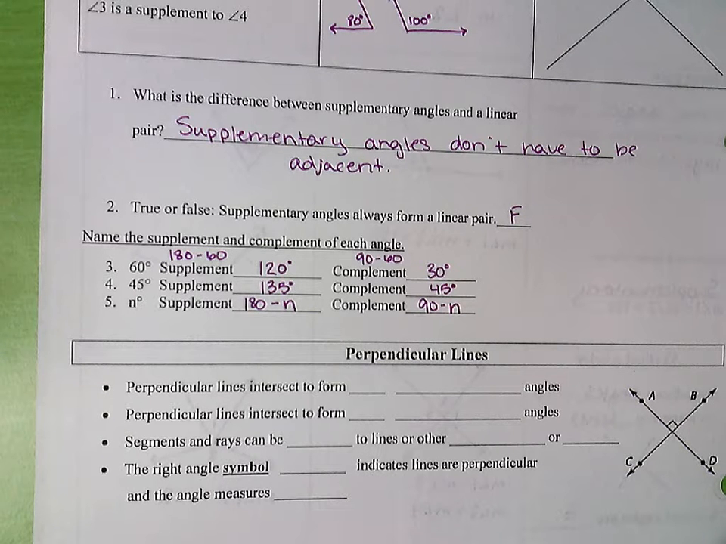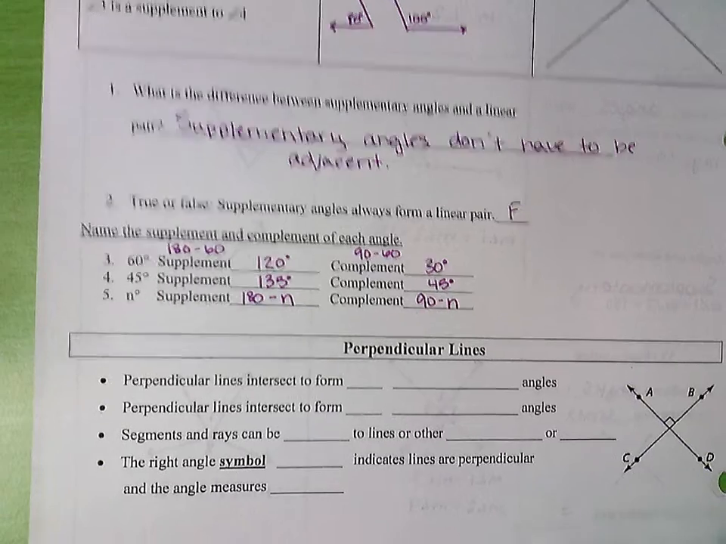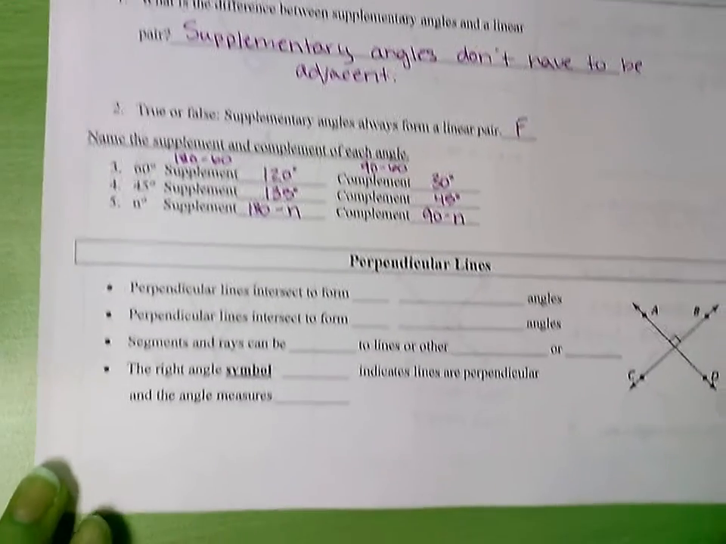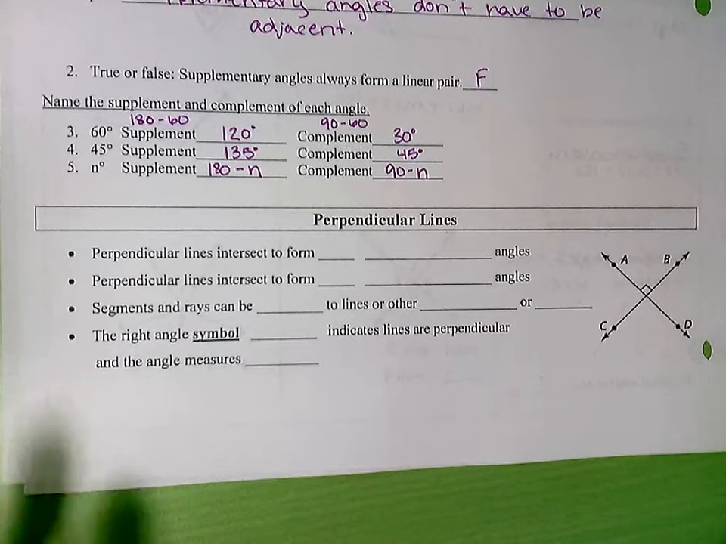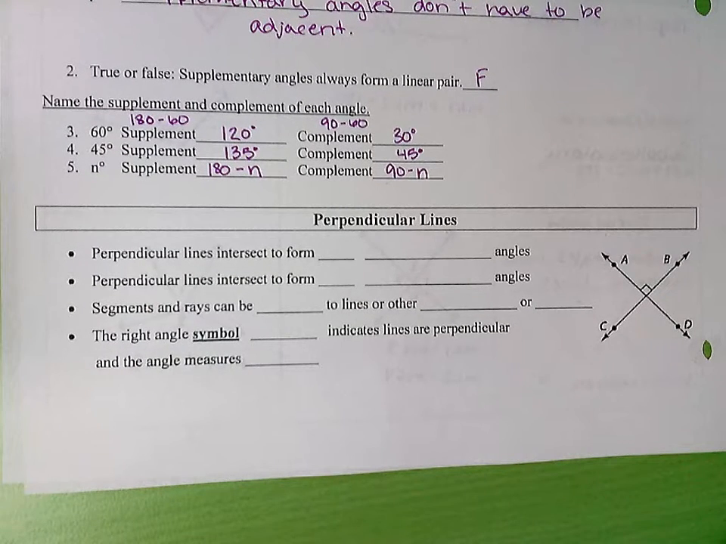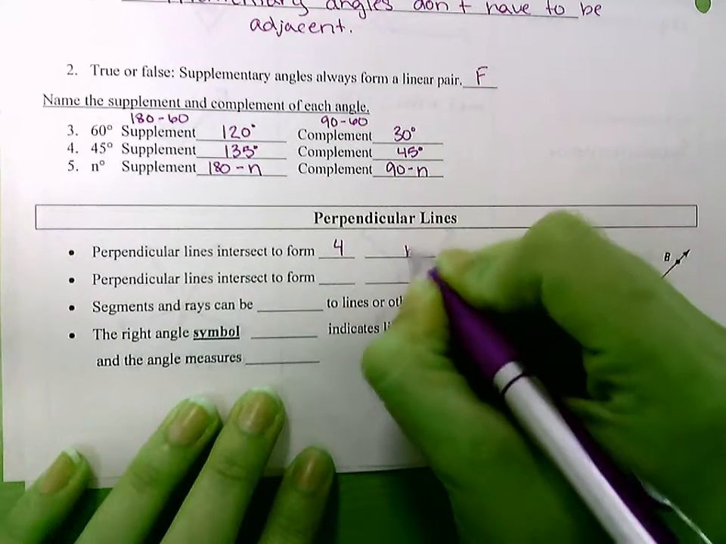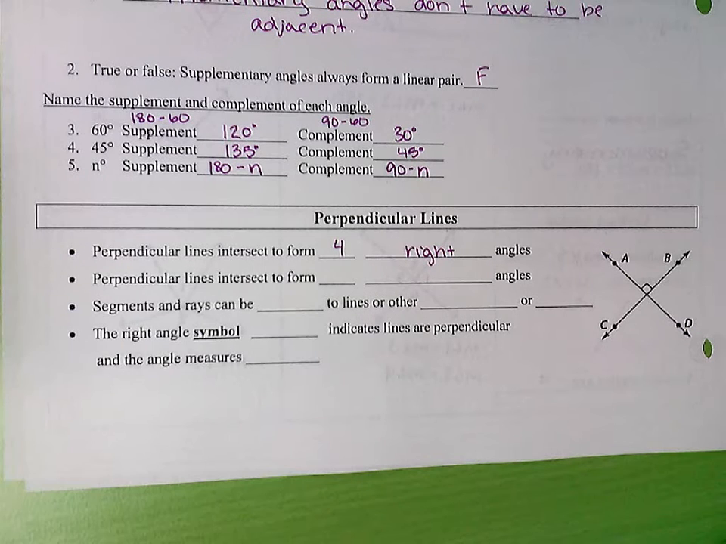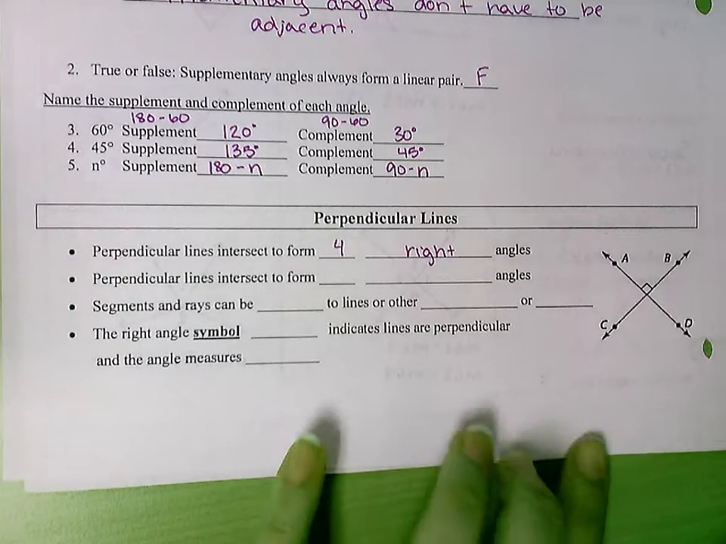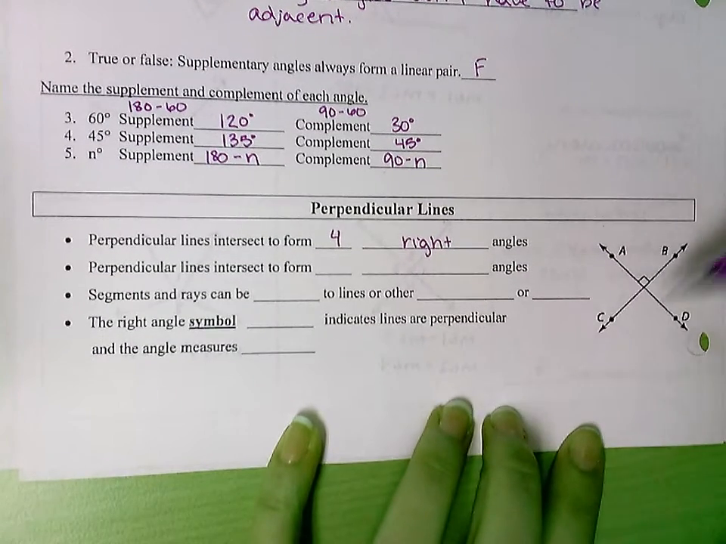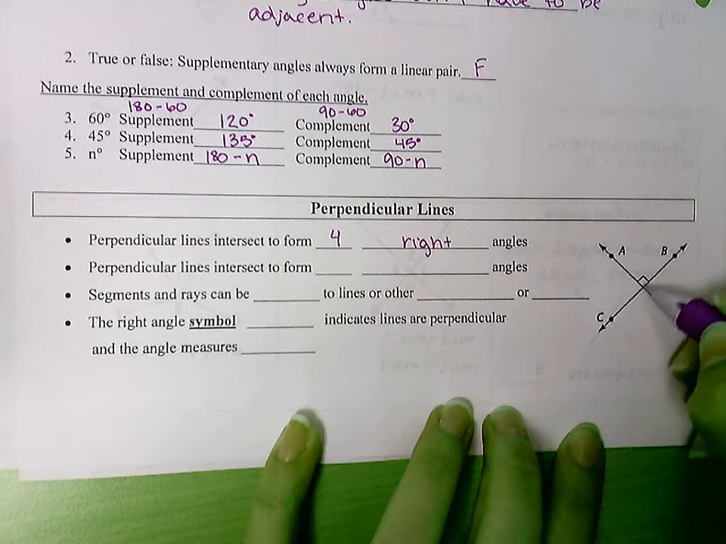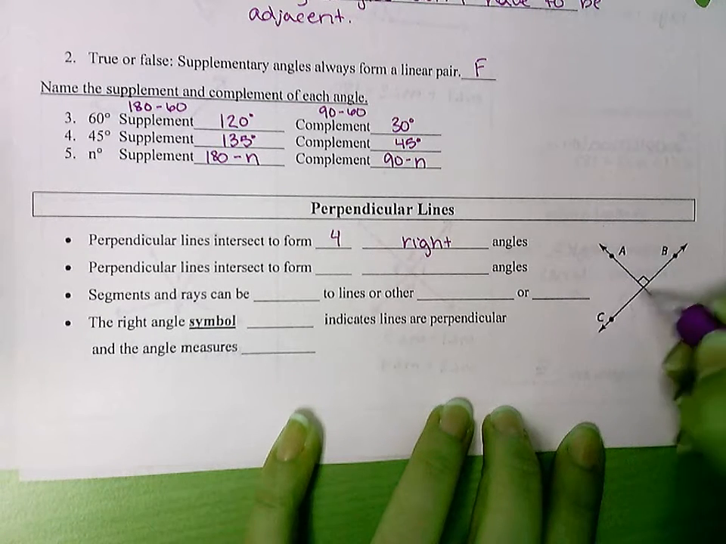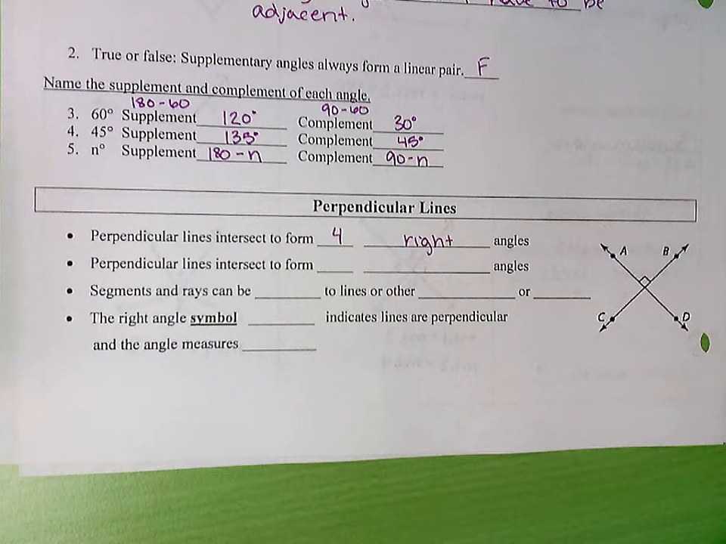Does that make sense? Supplement and complement. All right, so next I want to look at perpendicular lines. Perpendicular lines intersect to form 4 right angles. So in your picture over here, if these are perpendicular, this angle right here would be 90, 90, 90, and 90. So it forms those 4 right angles if you have perpendicular lines.